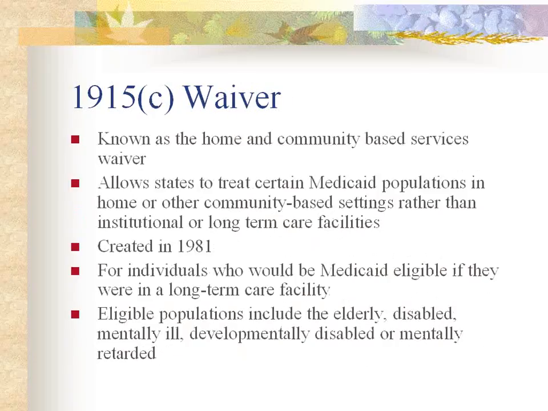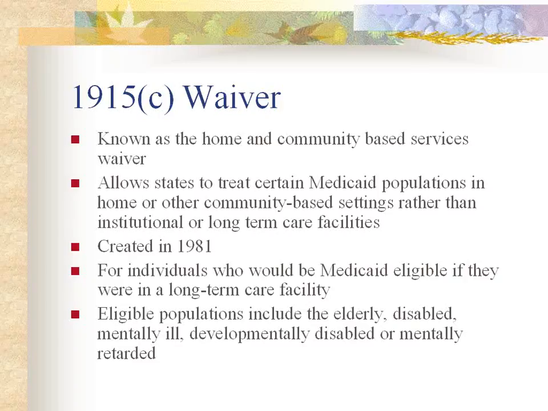Now, a 1915(c) waiver is, I'm guessing, the one that most of you are most interested in. This is known as a home and community-based services waiver. It allows states to treat certain Medicaid populations in home or other community-based settings rather than in institutional or long-term care facilities. Created in 1981, so they haven't been around forever, they are for individuals who would be Medicaid eligible if they were in a long-term care facility.